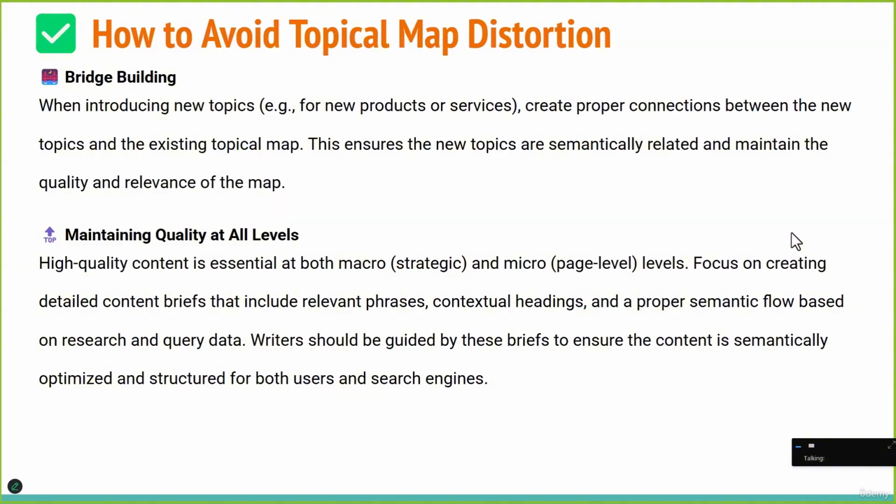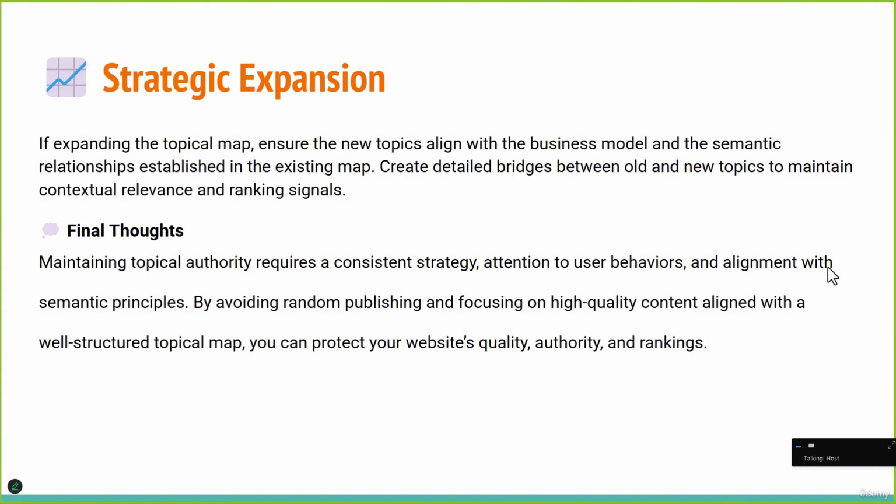Create a detailed content brief that includes relevant phrases and contextual headings. Furthermore, ensure there is a proper semantic flow based on research and query data. You should train your writers regarding the semantic rules so they can build good and semantically optimized content for both users and search engines. If you want to expand the topical map, make sure that the new topics align with the business model. Additionally, ensure that semantic relationships are established within the existing topical map. Create detailed contextual bridges between the old and new topics so that your context remains maintained and your ranking signals are protected.